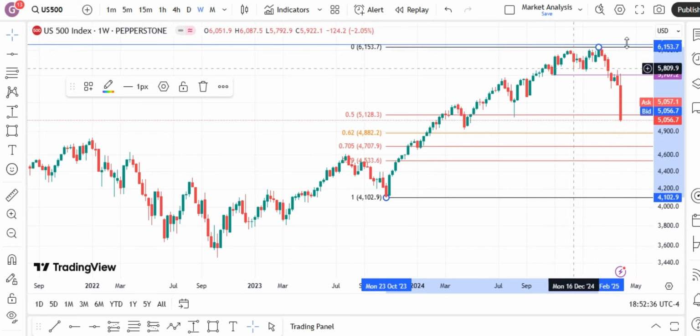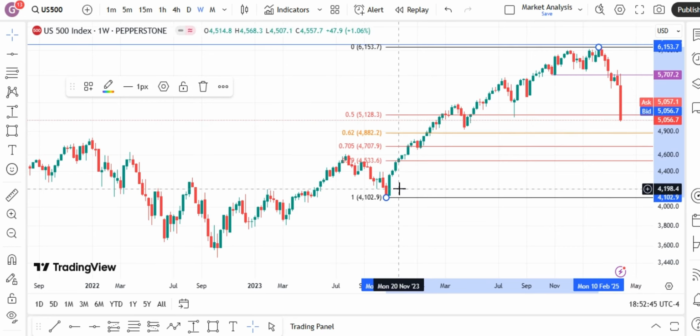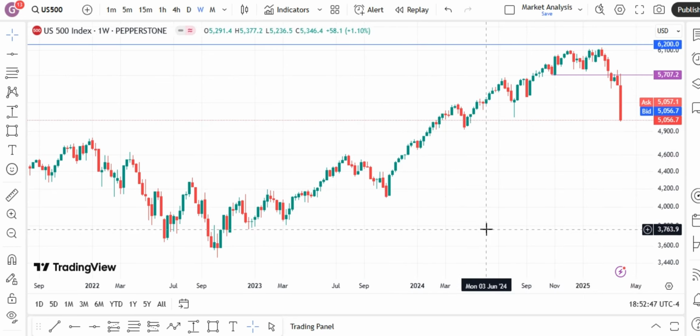I want this. Remember, I told you this is too clean. I want to see price trade through it. So a deep trade into discount for a leg higher is what I'm expecting on indices.